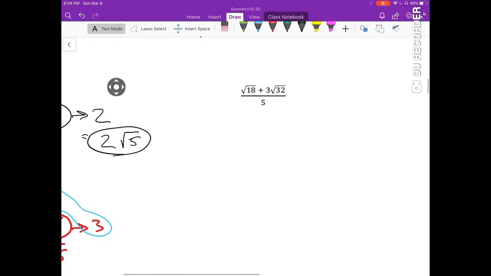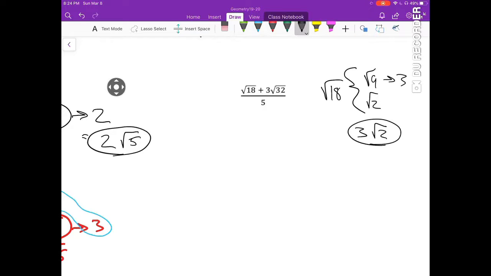So we have 18 and 32, both things that we have to simplify. So we have to simplify 18 and we have to simplify 32 first before we can kind of add, subtract, or get into anything else. So square root of 18, we've done square root of 18 a bunch of times. Square root of 9, square root of 2. So I get 3 and I get 3 radical 2. That's going to be my answer. So my 18 gets simplified to 3 radical 2, and then I'm going to do my 3 radical 32 separate.